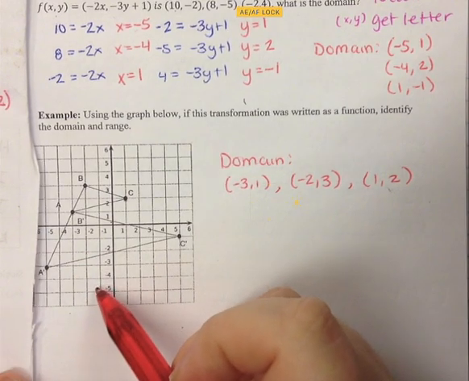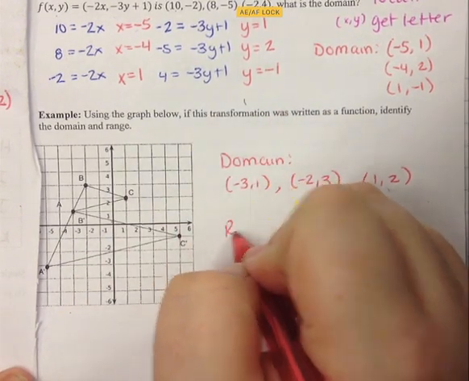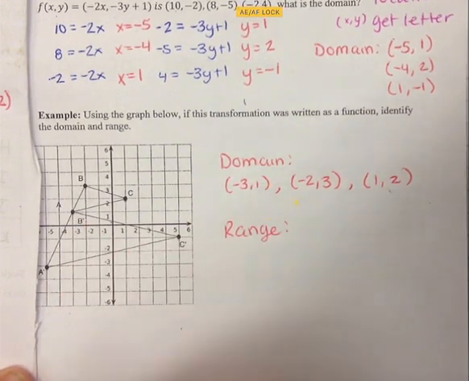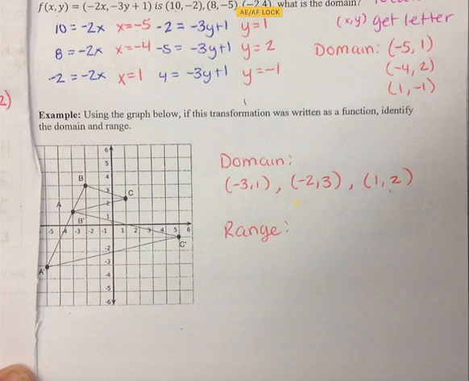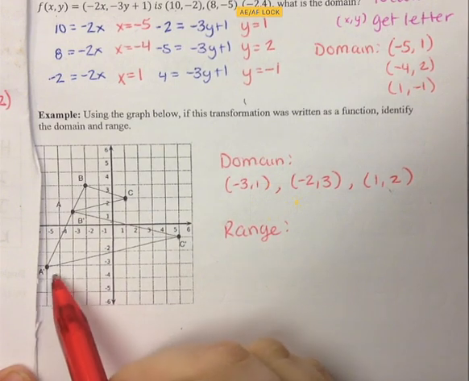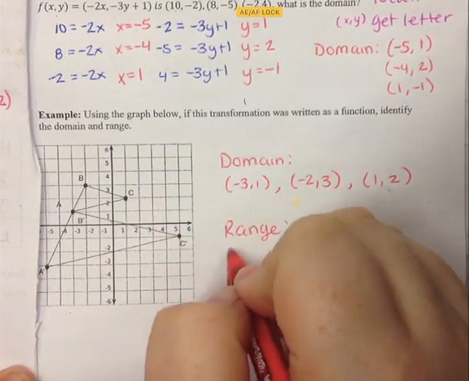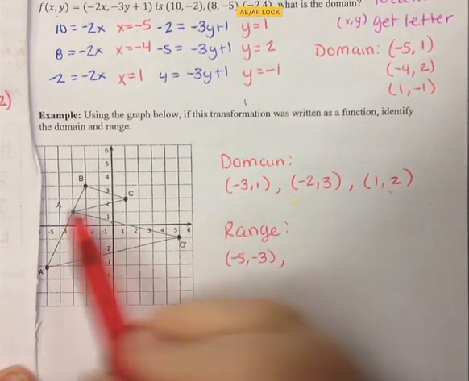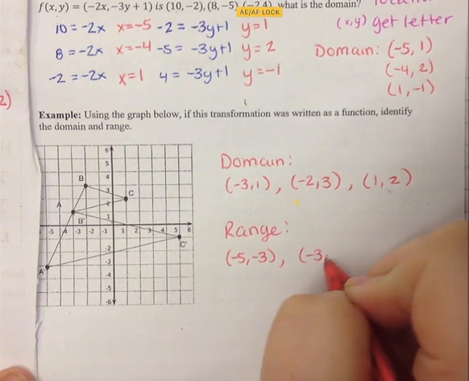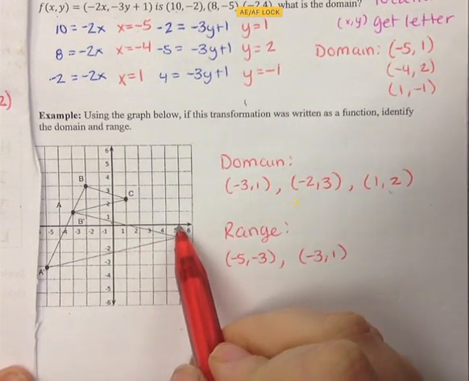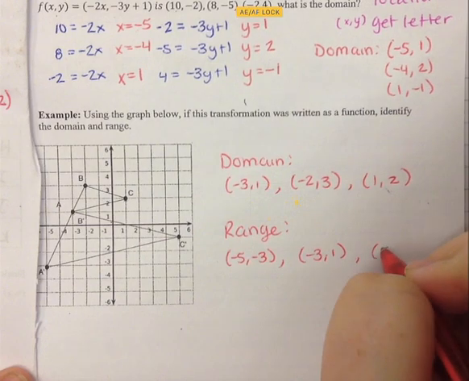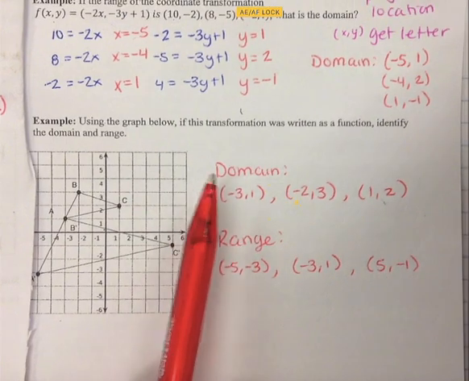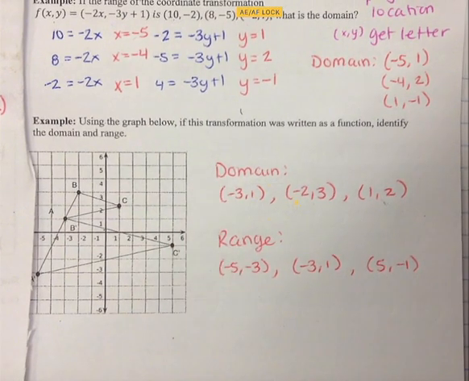So then our range is our image coordinates, which are our prime. So if you see A prime, B prime, C prime, you write out those coordinates. Now again, we want to go A, then B, then C. So A prime is actually at negative 5, negative 3. B prime is going to be at negative 3, 1. And then C prime is at 5, negative 1. And that's how you just find your domain and range, your pre-image coordinates and your image coordinates, and you have your domain and range.